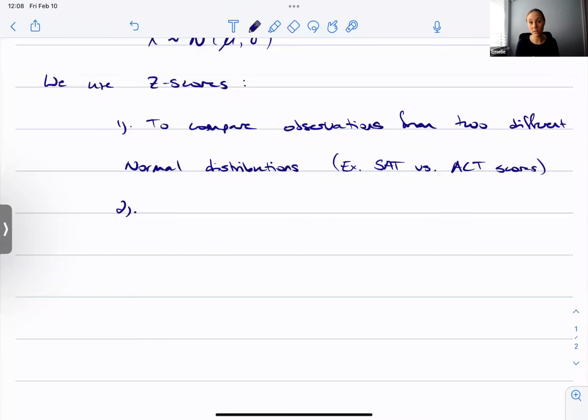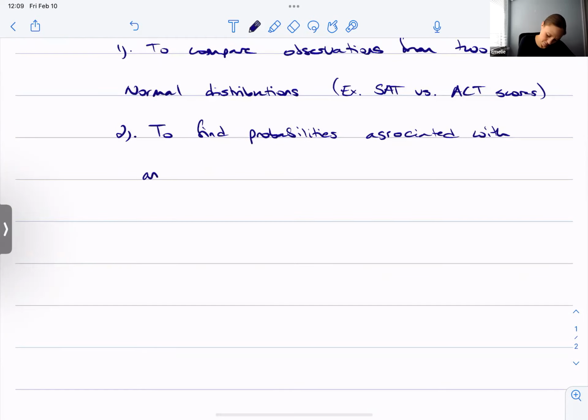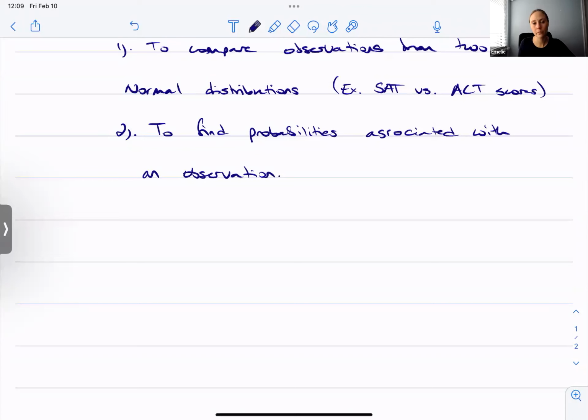And the second way that we are going to use z-scores, and this is going to be the more prominent one coming up here, is to find probabilities associated with an observation. So to find probabilities associated with an observation.